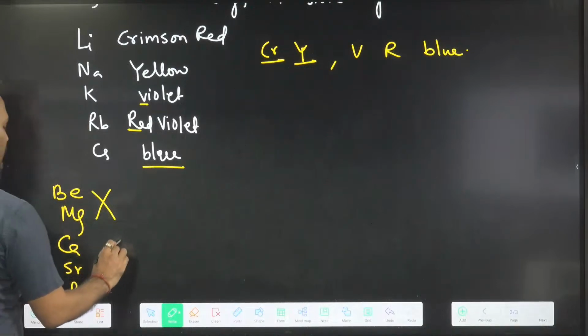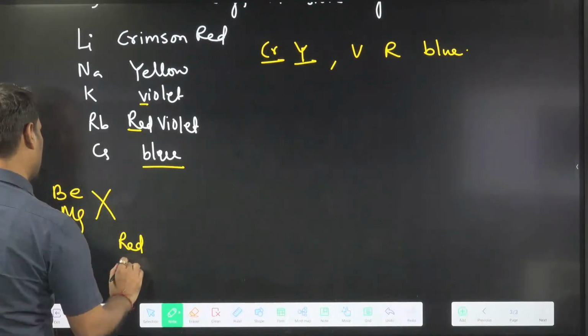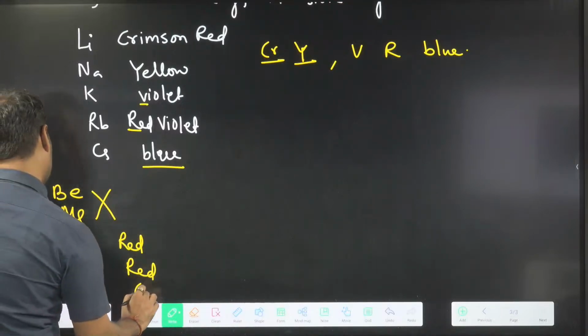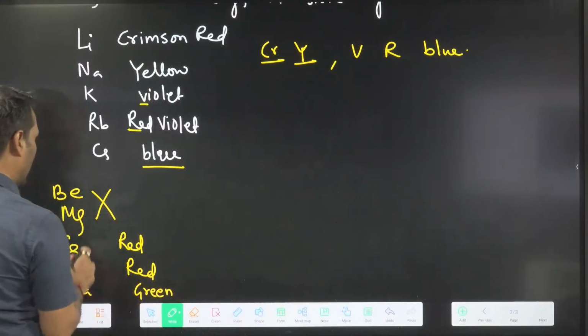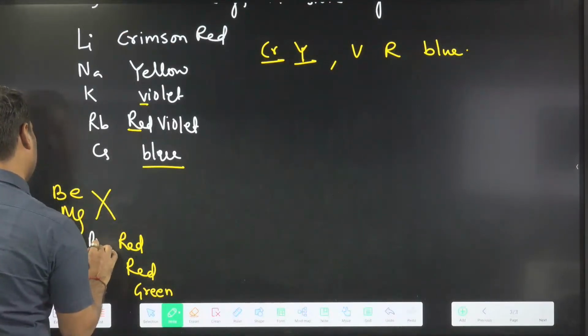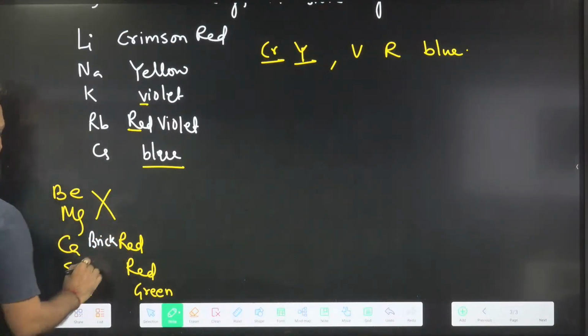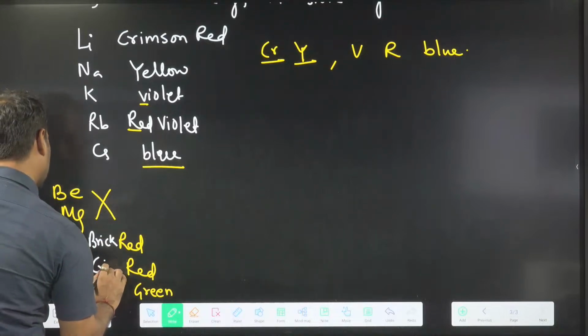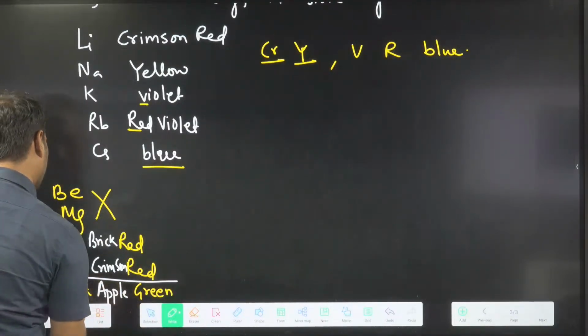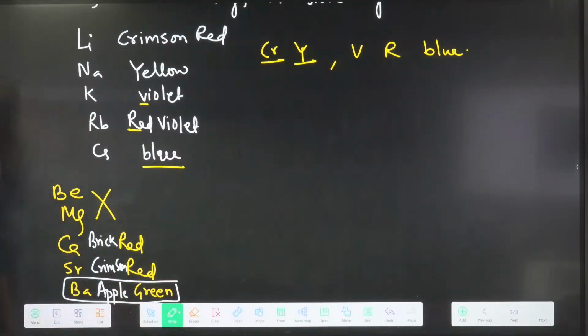What is the color of calcium? Red. Strontium, red. This is not red. This is green. What red? Crimson red, brick red. Many red varieties are there. So brick red. This is what? Crimson red. Sir, how to remember? Apple green. Apple green everyone remembers because this is quite different a bit.